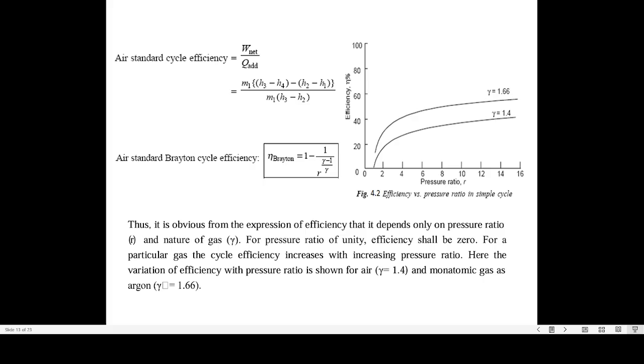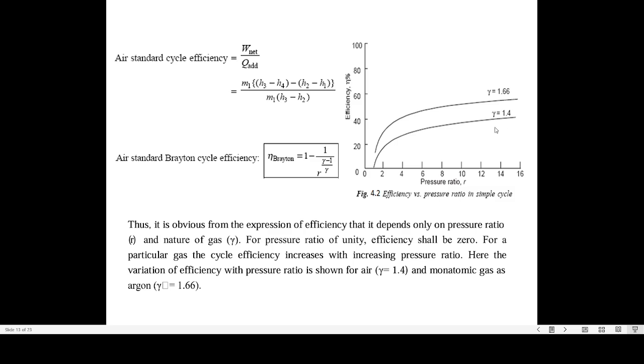If the pressure ratio is unity, P2 by P1 equal to 1, then this equation makes it obvious that the efficiency will be equal to 0, isn't it? So this equation tells us that the higher the pressure ratio, the higher will be the thermal efficiency. That can also be seen on these plotted curves. On the y-axis it is the efficiency, on the x-axis I have the pressure ratio, 0, 2, 4, 6, likewise the different values of the pressure ratio. If I go on increasing the pressure ratio, I can see that there is an increase in the thermal efficiency of the cycle.